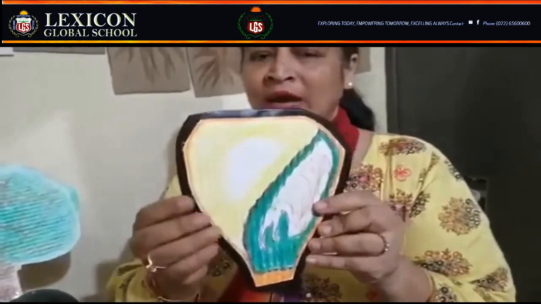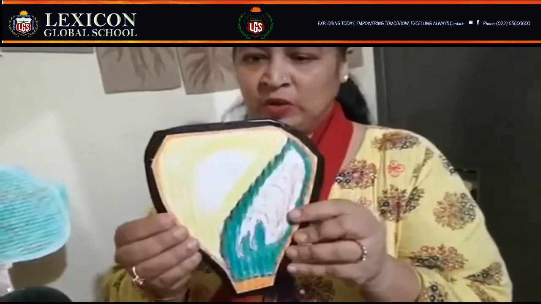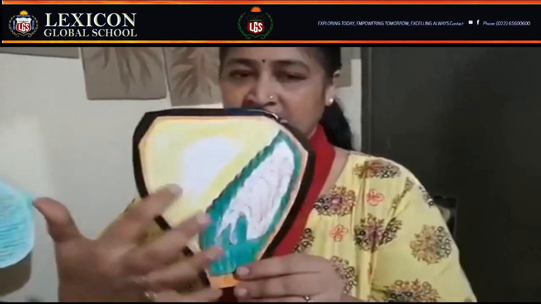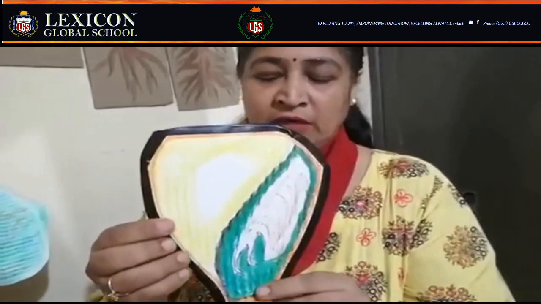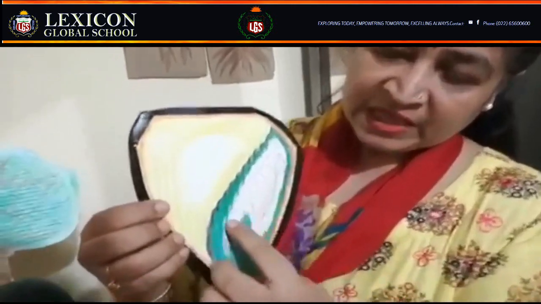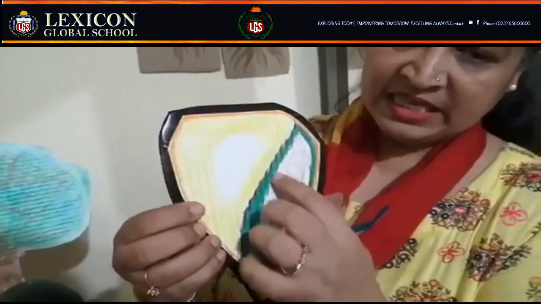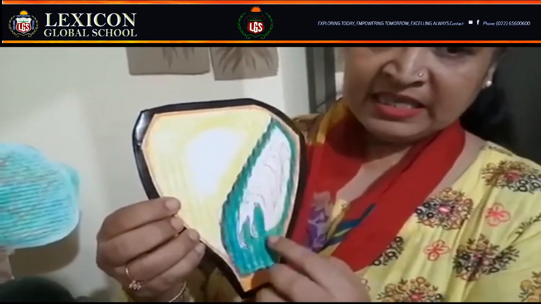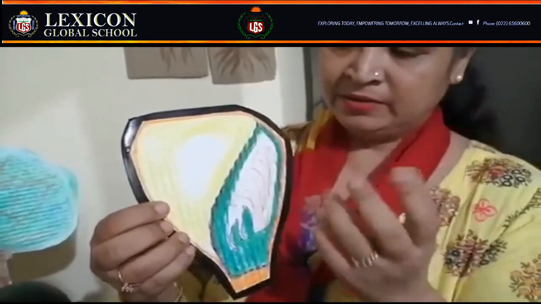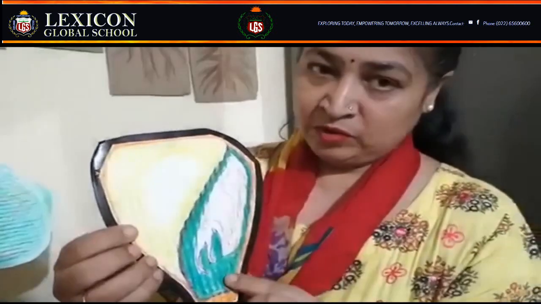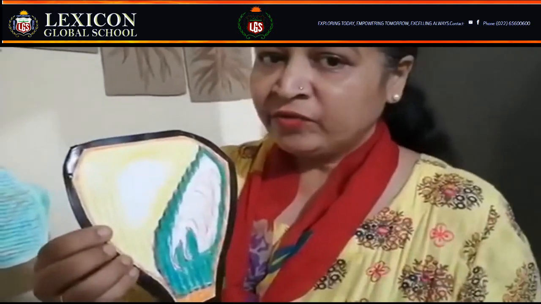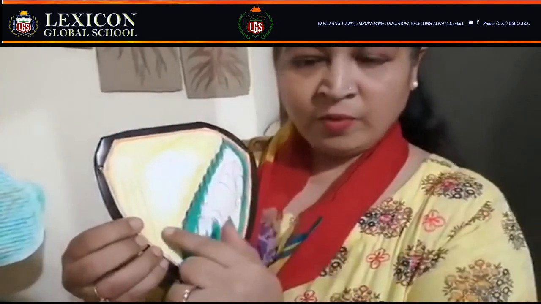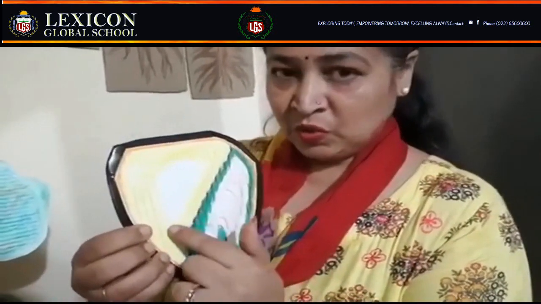Okay. Why is this called monocotyledon? Because it has only one cotyledon. This cotyledon, here you can see, this is the embryo. This embryo will grow into a plant. But for the embryo to grow, it needs food. From where will it get food? It will get the food from the cotyledon. So the cotyledon is a very important part.